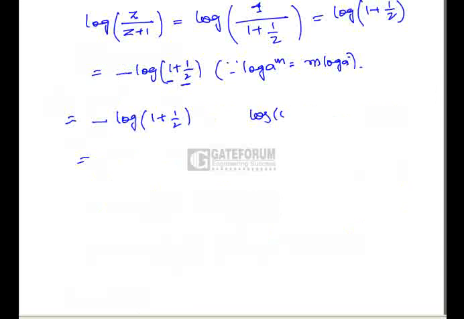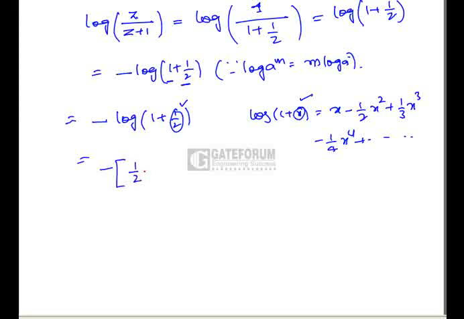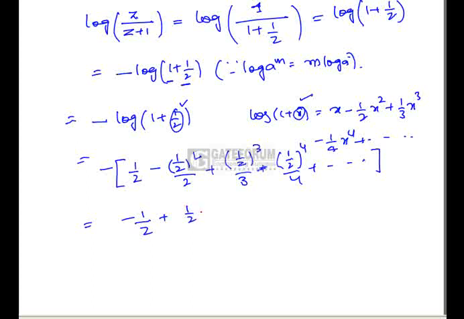We know logarithm of 1 plus x is nothing but x minus 1 by 2 x square plus 1 by 3 x cube minus 1 by 4 x power 4 and so on. In place of x we have to substitute 1 by z. So the value will be minus of 1 by z minus 1 by z whole square by 2 plus 1 by z whole cube by 3 plus 1 by z minus 1 by z whole power 4 by 4 and so on. This can be written as minus 1 by z plus 1 by z whole square by 2 minus 1 by z whole cube by 3 and so on.